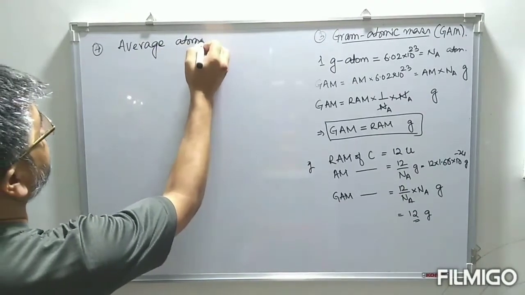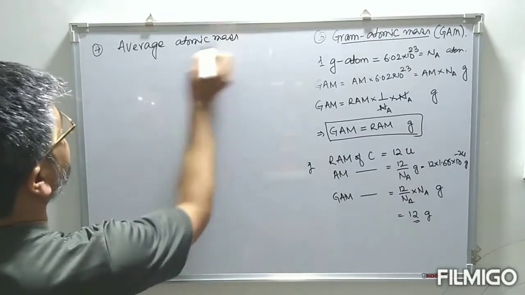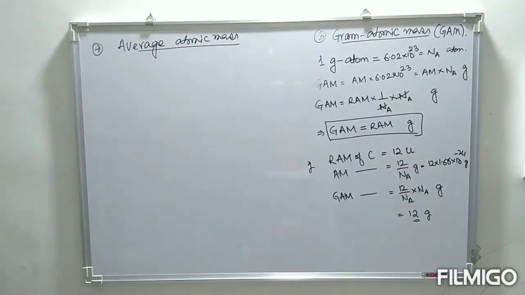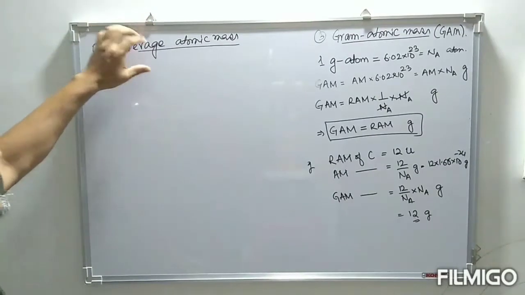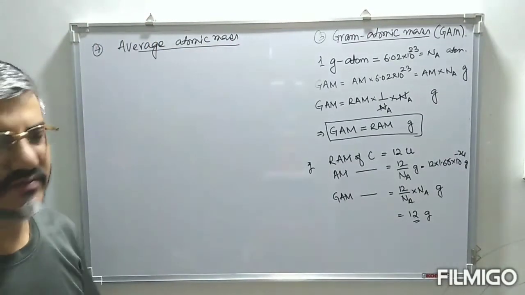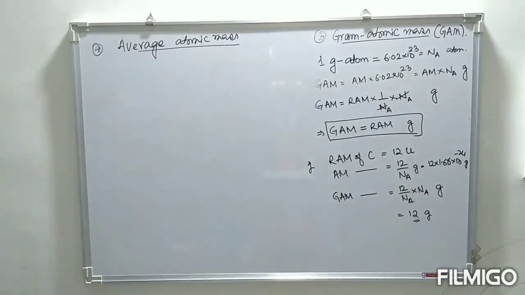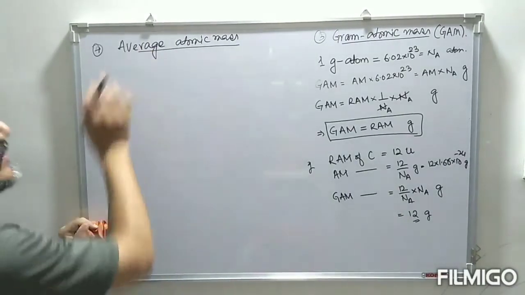Average atomic mass. Now look at this, we have a particular term which is known as average. So that means this is the average of atomic mass. That will take the average of the atomic mass. So let's see what is the meaning of this average.